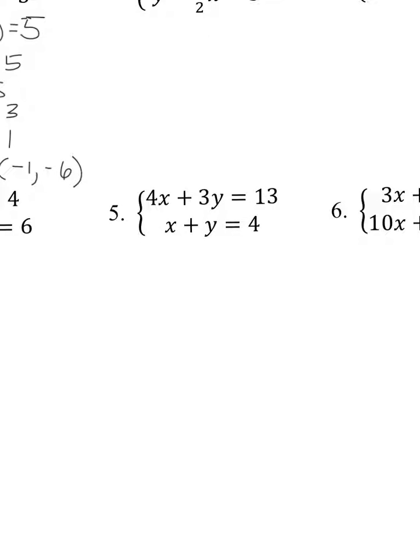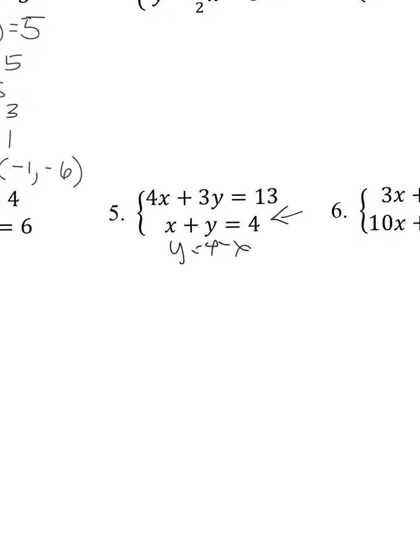Sometimes when you're solving a system, a variable won't already be isolated, so you need to isolate a variable. In number 5 here, the second equation is easier to isolate a variable in. So I'm going to isolate y by subtracting x from both sides. This equation is going to be y equals 4 minus x. It doesn't have to be in slope-intercept form because I'm not graphing.